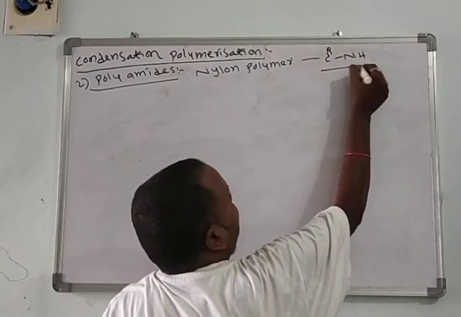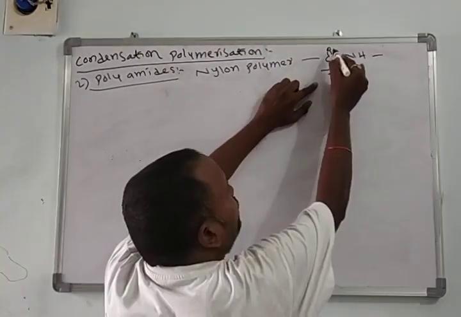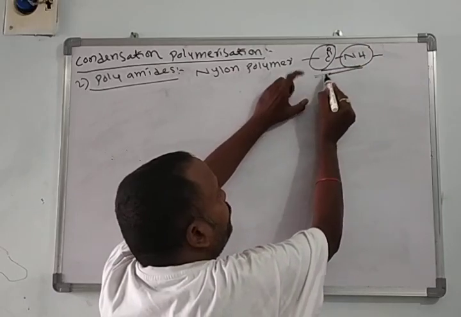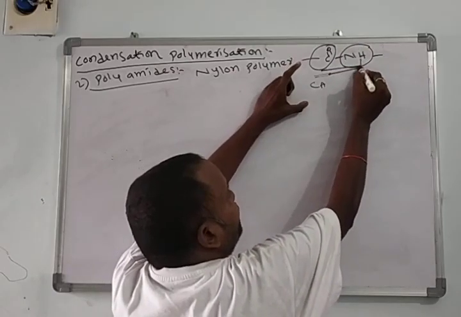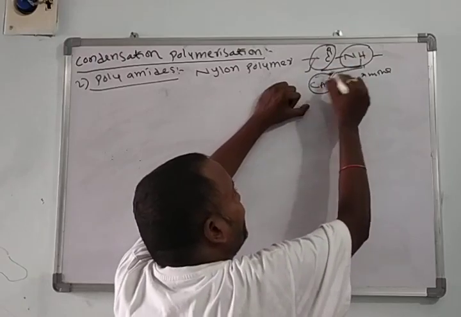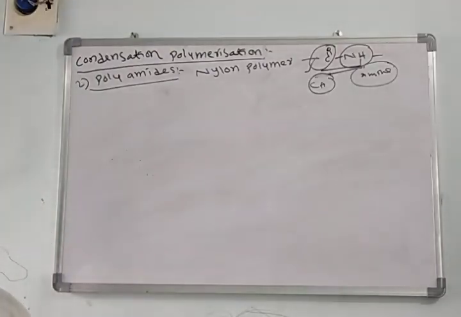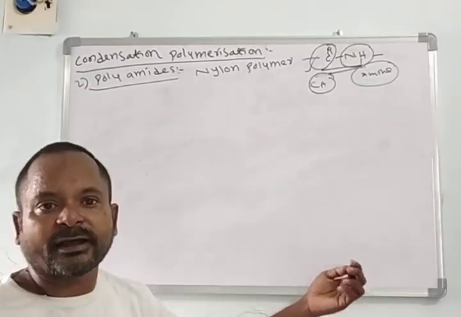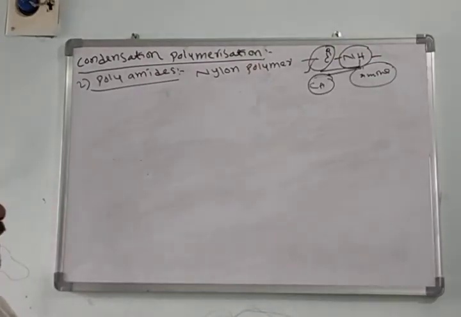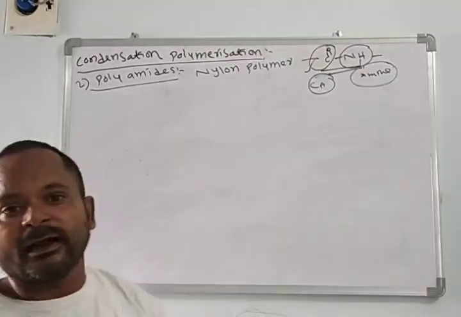Here nylon polymers contain the C double bond O NH functional group. That means here we have the C double bond O functional group and here the NH functional group. C double bond O is taken from carboxylic acid, and the NH functional group is taken from amines. That means polyamides are prepared from carboxylic acids and amines. What are amines? Derivatives of ammonia we call amines. Nylon polymers are prepared from carboxylic acid and amine.